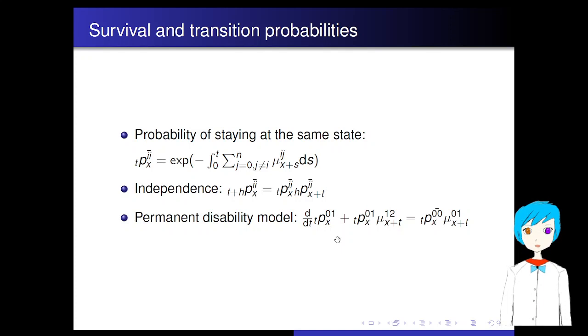For the permanent disability model, we can differentiate the state change probability tpx^01. We have d/dt tpx^01 plus tpx^01 times mu_{x+t}^{12} equals tpx^00 times mu_{x+t}^{01}. So this is the incoming probability density from alive to permanent disability.